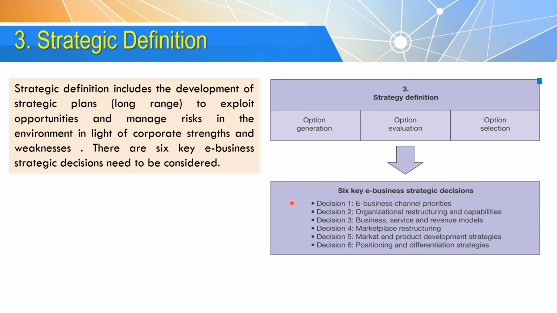And the third step is the strategic definition. What is strategic definition? It includes the development of strategic plans. Earlier we created the objective. The second step is to identify the objective. Next, you have to create the plan to achieve the objective. So it's a long-range plan to exploit opportunities and manage risks in the environment in light of corporate strengths and weaknesses. There are 6 key e-business strategic decisions that need to be considered.